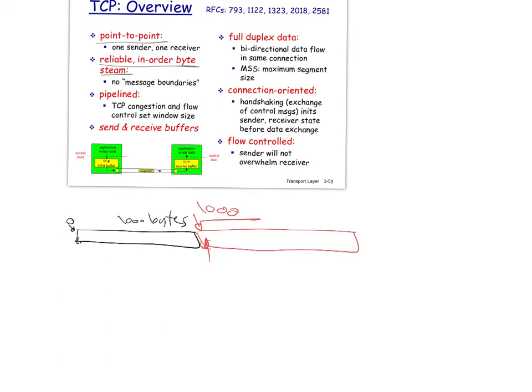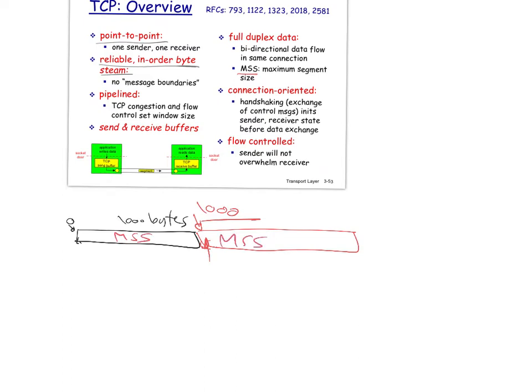So technically there is no message boundaries. So I can start from any location in the byte stream. Although of course we have a certain parameter here which is called maximum segment size. So if I have a byte stream coming from the application, I can use the maximum segment size as the default length for every segment.